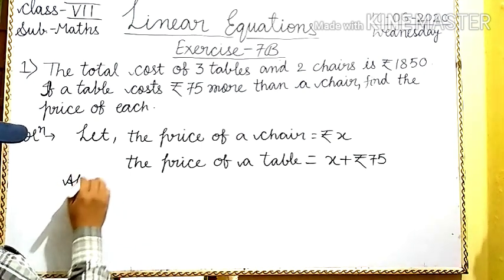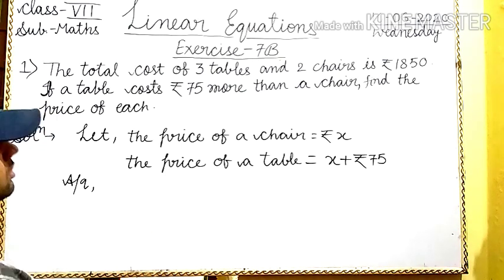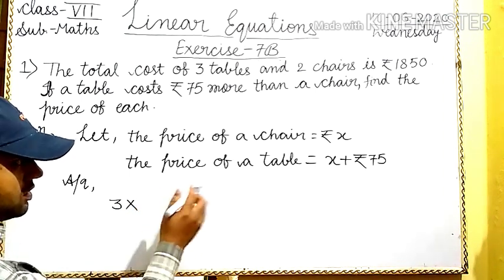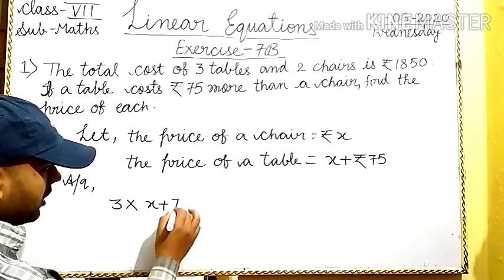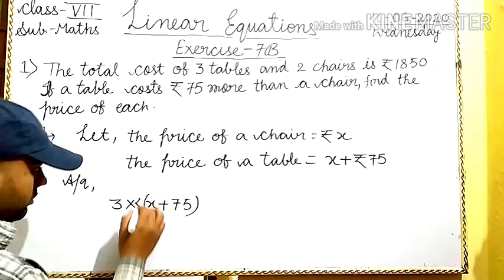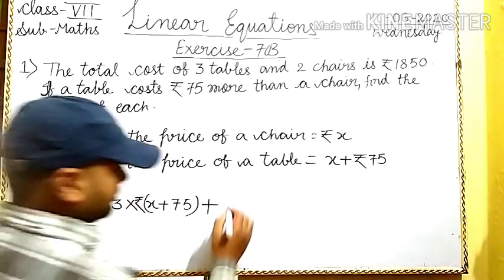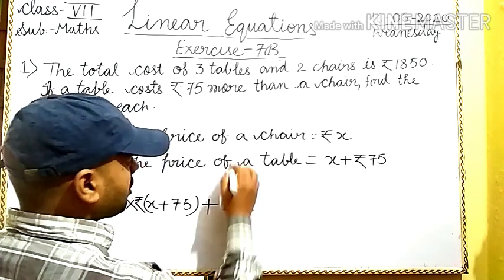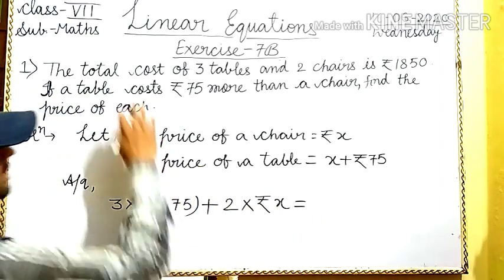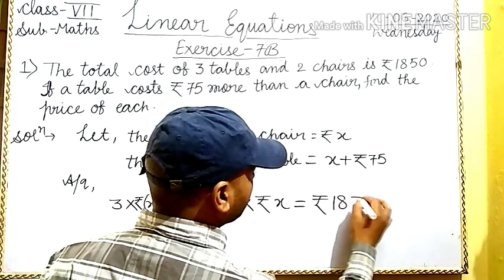According to the question, the total cost of 3 tables. The total number of tables is 3. One table costs X plus 75 rupees. Plus 2 chairs. One chair costs X rupees, so 2 chairs cost 2 into X. The complete total cost is given as 1850.